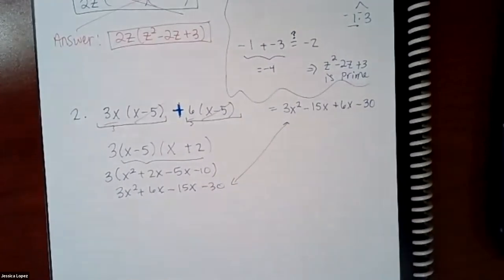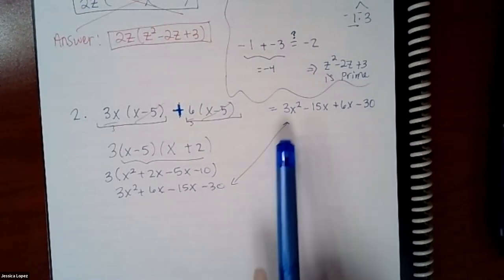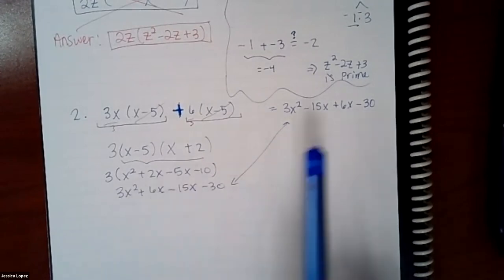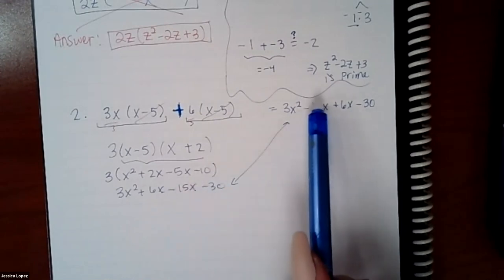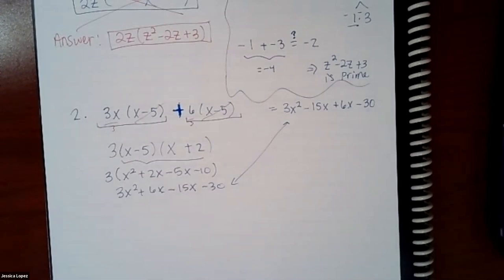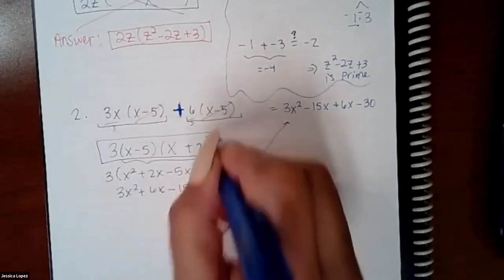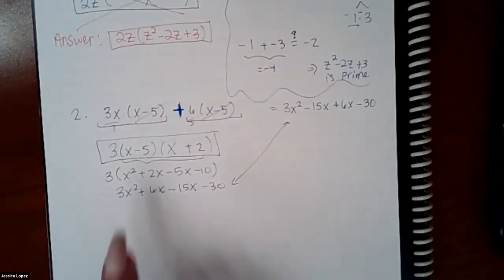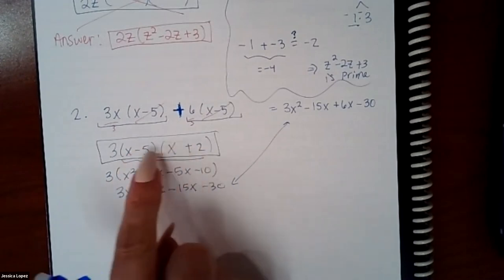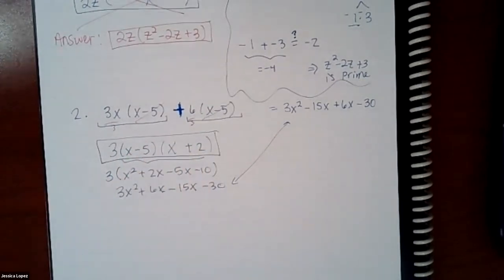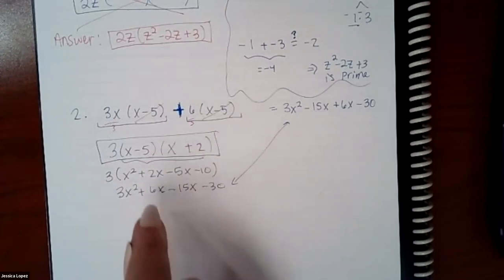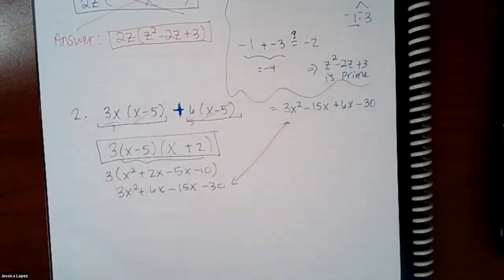These guys are the same. They're not in the same order, but they are equivalent. I've got positive 3x squared here and here, positive 6x there and there, negative 15x here and here, and negative 30 here and here. Okay, so they are equivalent, which means that this is the correct factorization. And I don't have any squares or cubes, so I don't need to worry about trying to factor that more. You only have to keep going if it's a trinomial in here, or if it's squares or cubes in there. And since there's none, we're done.